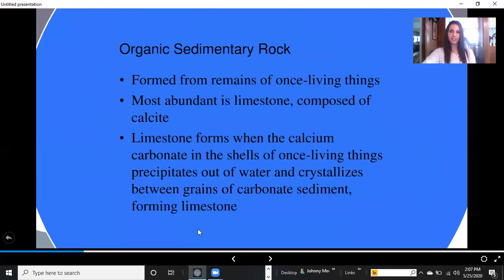Organic sedimentary rock, we talked about that for a minute. It forms from the remains of once living things. Most abundant is limestone, which is composed of calcite. Limestone forms when the calcium carbonate in the shells of once living things precipitates out of water and crystallizes between grains of carbonate sediment, forming limestone. So we have this existing carbonate sediment, and the calcium carbonate in the shells is going to precipitate and form between those grains, and it's all going to come together and make limestone.